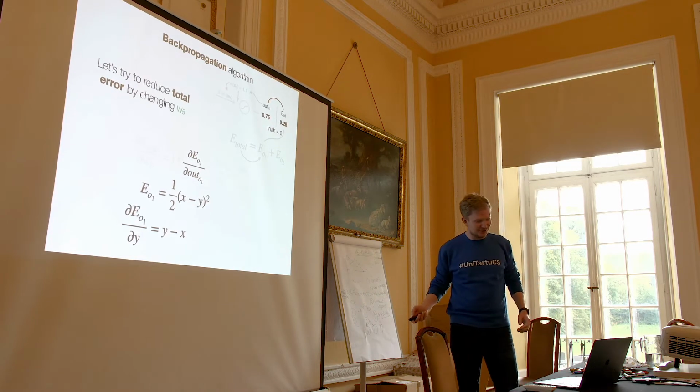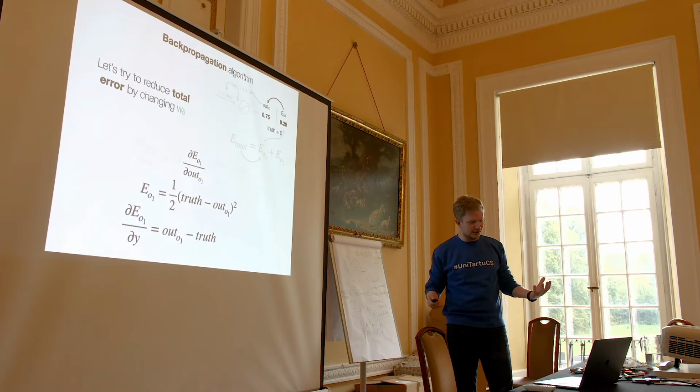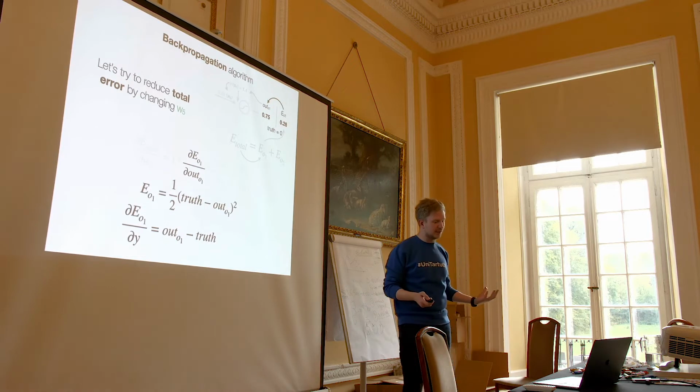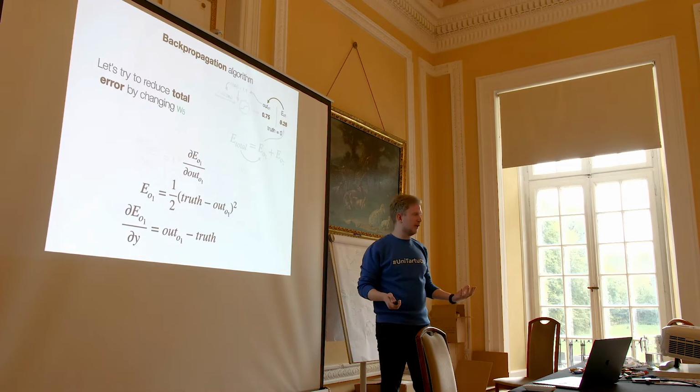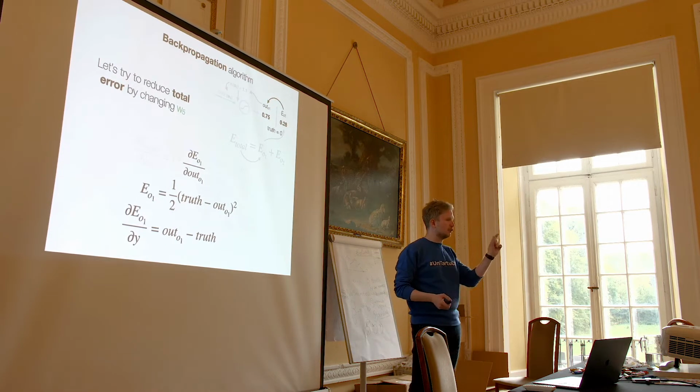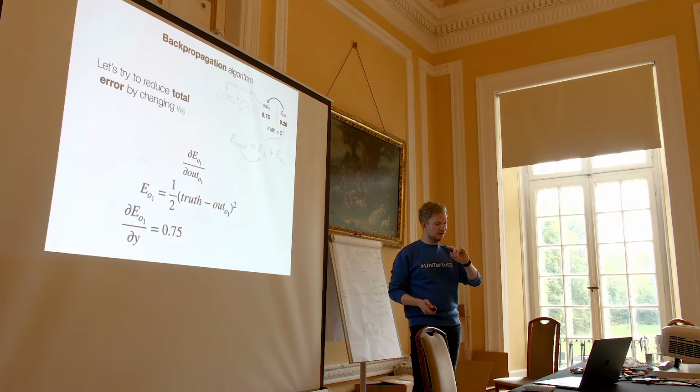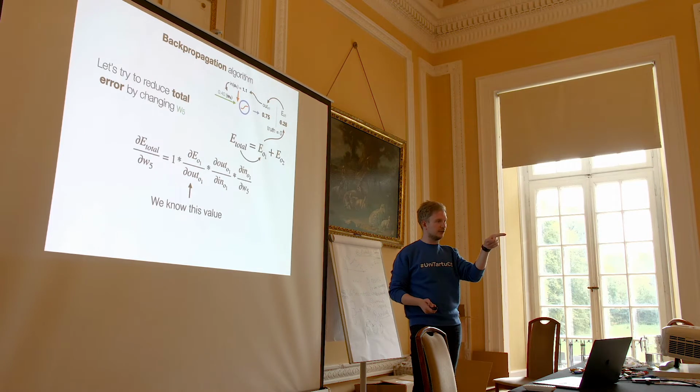So if I return back to my original values, it's going to be out of 1 minus truth. This is how much my EO1 depends on out of 1. And it's going to be 0.75. So I plug this back into our equation, and we go on.